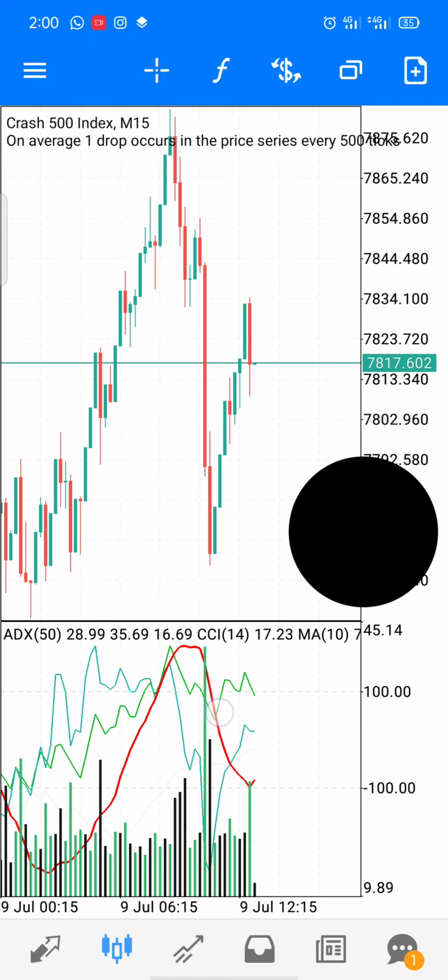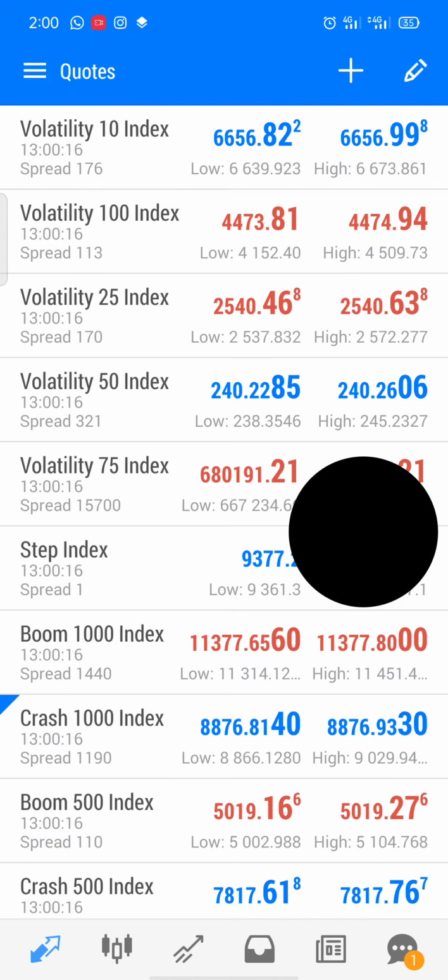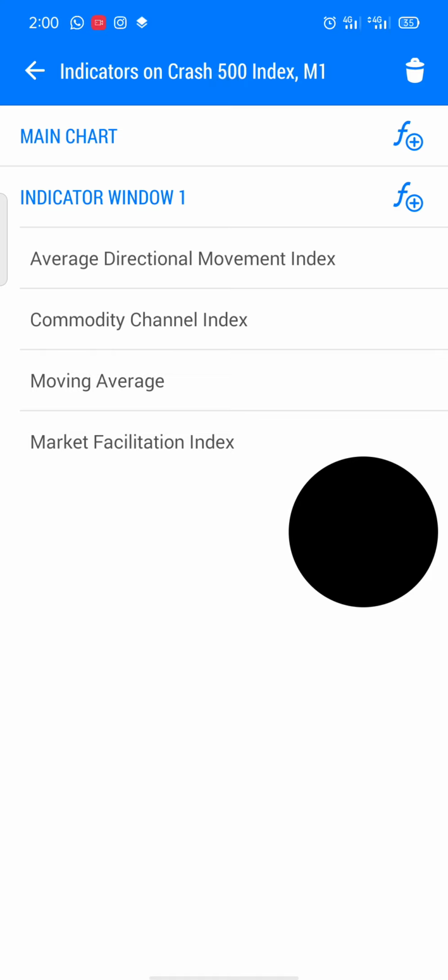Yeah, so guys, you can keep on catching spikes like this. You know the indicators, it's simple. It's just the average directional movement index, the commodity channel index, the moving average, and the market facilitation index. So guys, you can keep on scalping and catching spikes with this strategy. Very simple strategy, guys, for you to catch spikes and make money.